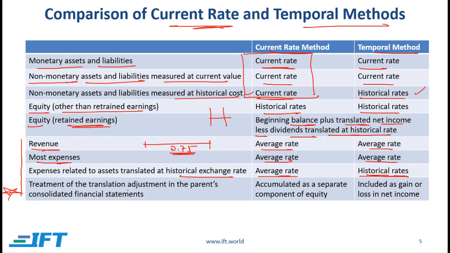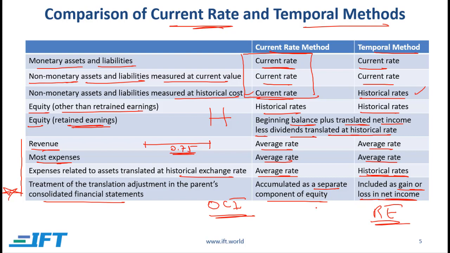This final point is extremely important. This has to do with the treatment of translation adjustments in the parent's consolidated financial statements. Under the current rate method, the translation adjustment bypasses the income statement and it is shown as a separate component of equity. So it is shown under other comprehensive income. Whereas if we use the temporal method, then the translation adjustment is included as a gain or loss in the income statement. So in this case, the translation gain or loss goes through the income statement and then shows up on the balance sheet as part of retained earnings.